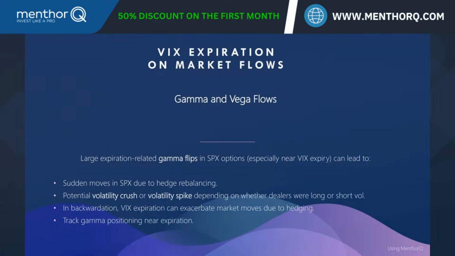Sudden moves in the SPX due to hedging rebounds, you can have a potential volatility crush or volatility spike, depending on whether dealers were long or short volatility. So when the VIX is in backwardation, VIX expiration can exacerbate the market move due to hedging. So you should track the gamma position near expiration, and we can demonstrate that on the MenthorQ site. We can show the gamma levels.